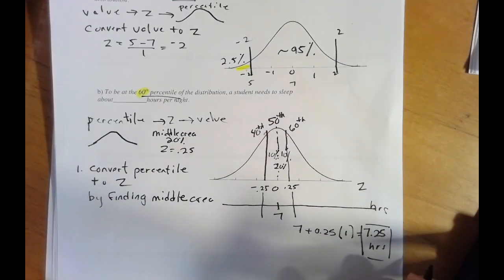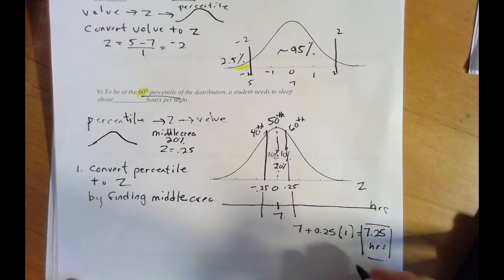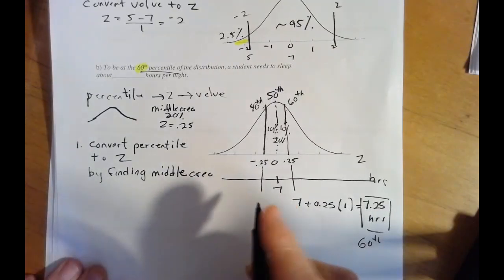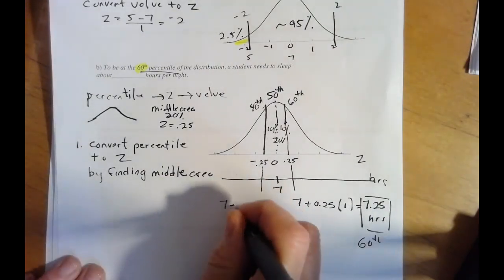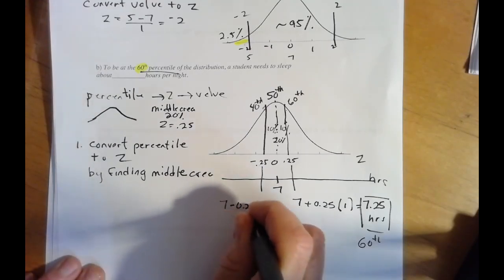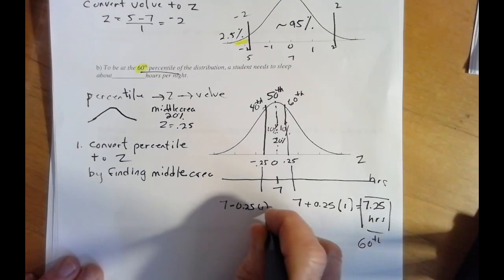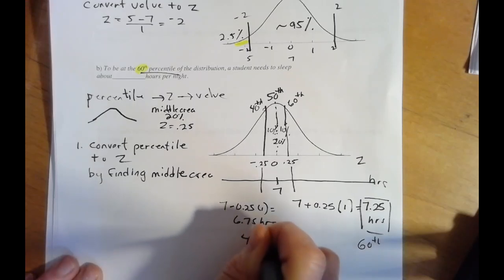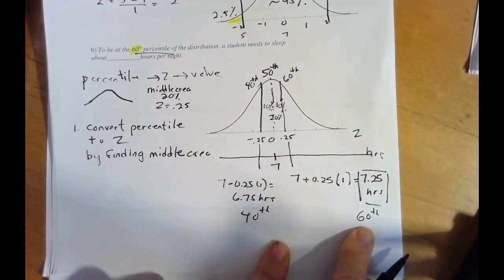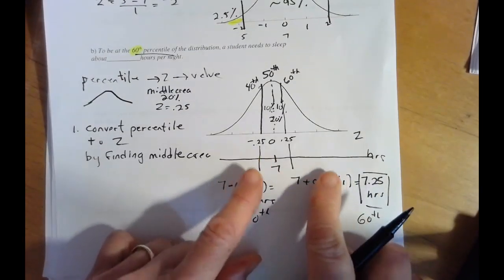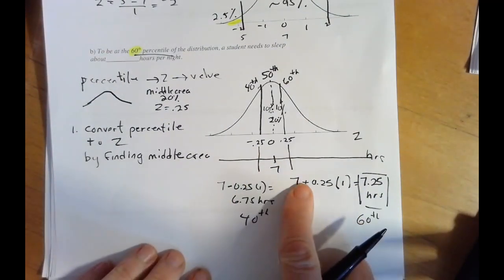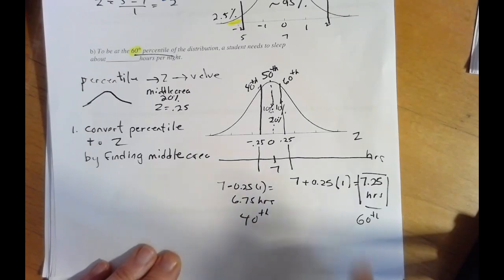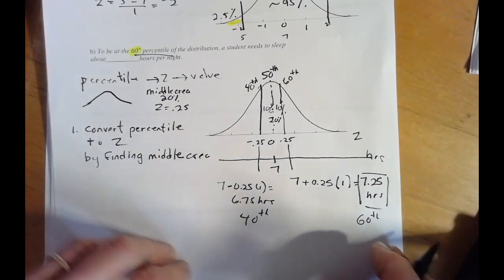The 40th percentile would be what? This is the 60th percentile. This one's the 40th. And you see how it would just be 7 minus 0.25 times the standard deviation. So this would equal what? 6.75 hours. That would be the 40th. And you see how these add up to 100. They have the same z-scores, just opposite signs. So you start at the average and go up, and here you start at the average and go down. So that's the idea. Now, let's try the next page.